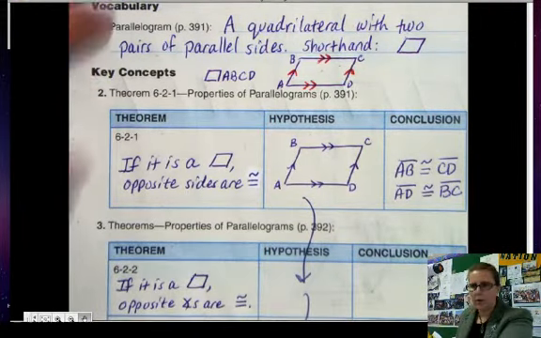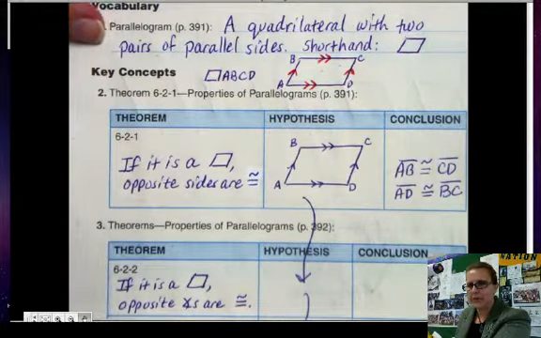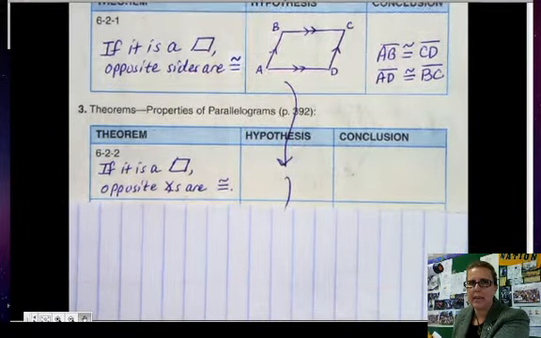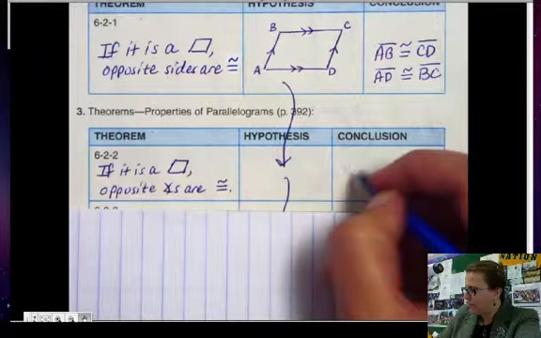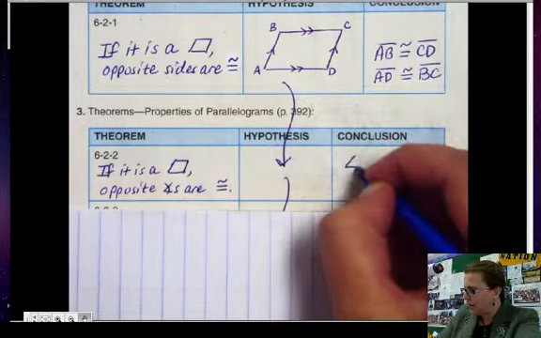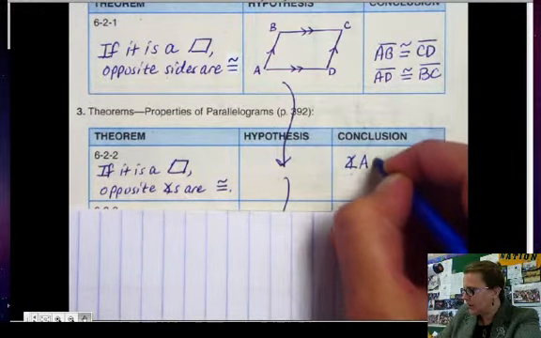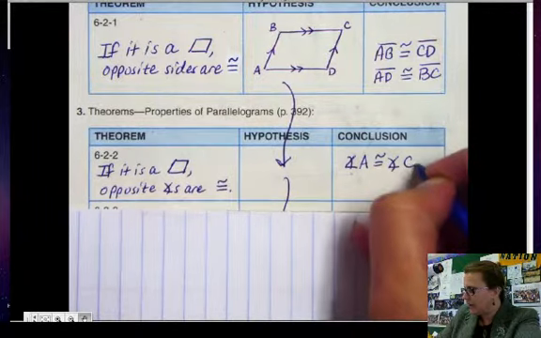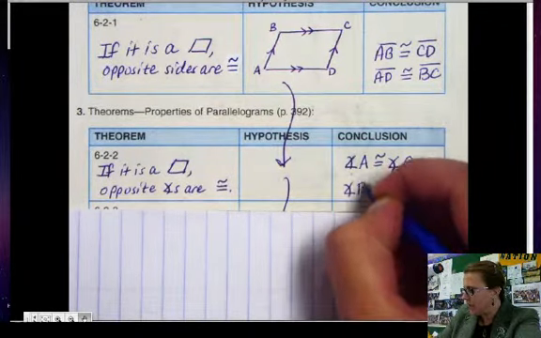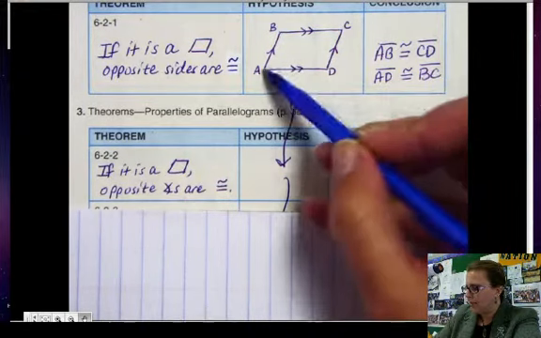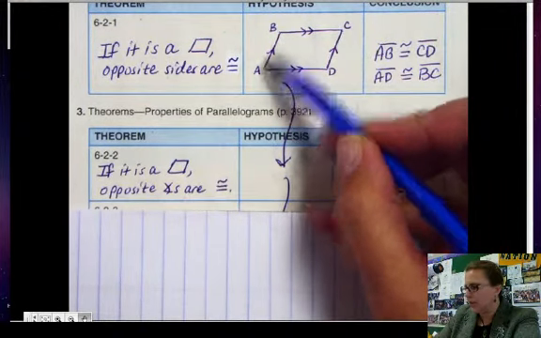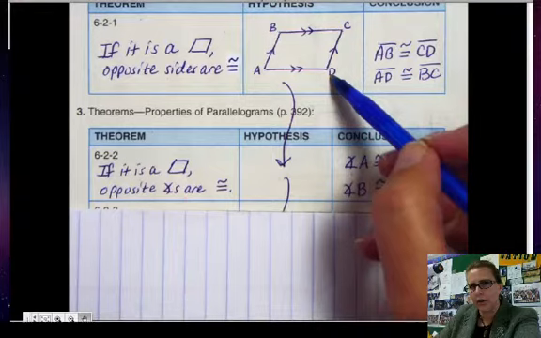Also, you will know that opposite angles are congruent. We're just going to use the same picture that we had above and not redraw it. So opposite angles are congruent. So angle A is congruent to angle C, and also angle B is congruent to angle D. These are opposite angles here and opposite angles here.